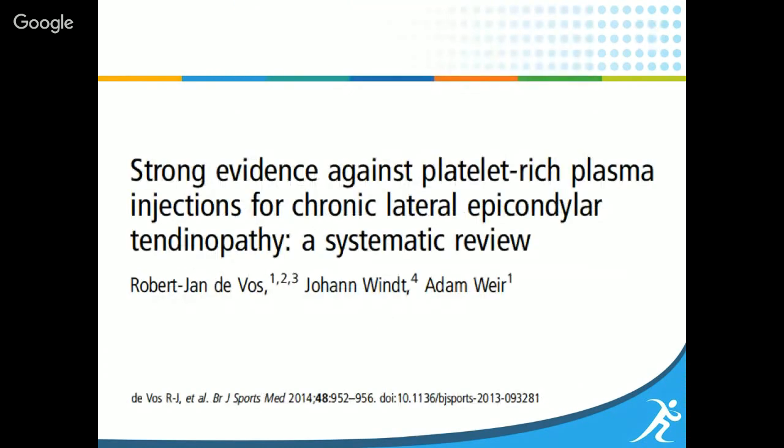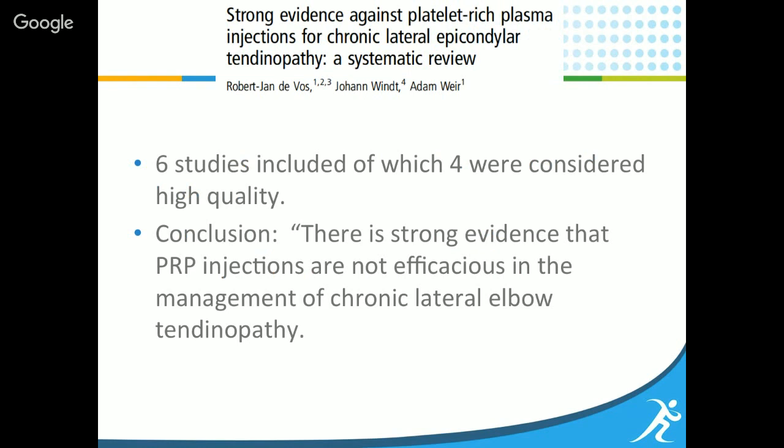In addition, he did a follow-up study, which was a systematic review looking at several studies for chronic lateral epicondylosis, excuse me. Of these 6 studies, 4 were considered high quality, and what he found was that there's strong evidence that PRP injections are not efficacious for the management of chronic lateral epicondylosis. So again, the debate goes back and forth, and with these studies, these are reasons why I think it's being pushed not to be covered.